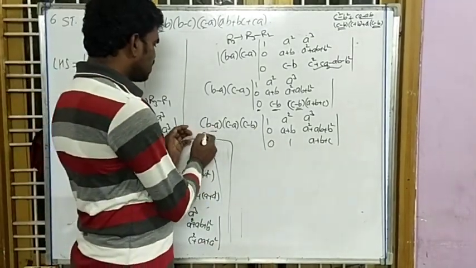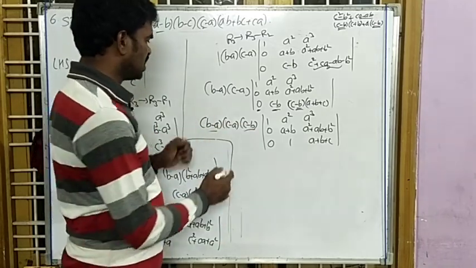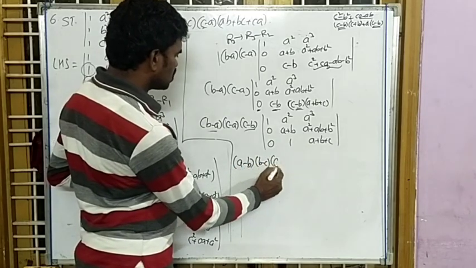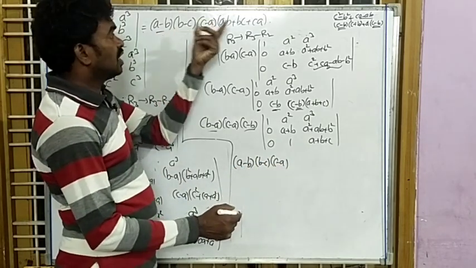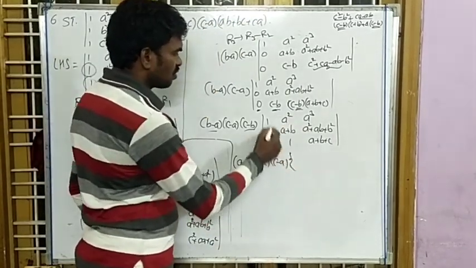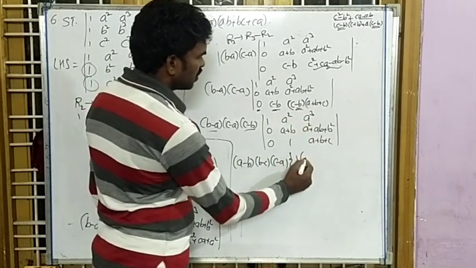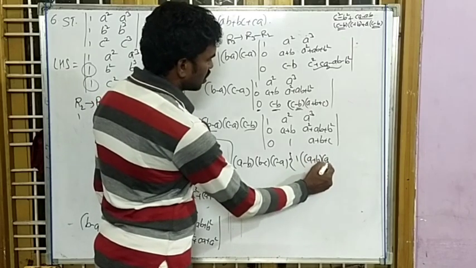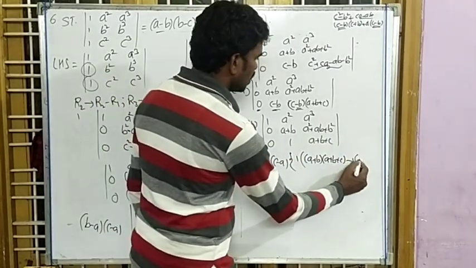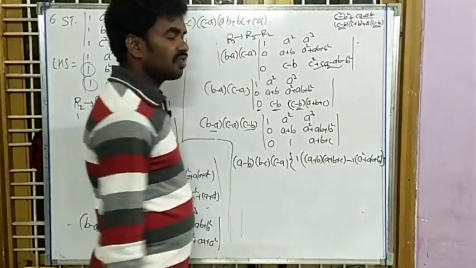So here it is a minus b, if you write minus common, here b minus, if you write minus common, minus into minus plus. So here we get clearly a minus b into b minus c into c minus a. We got the order. So do this determinant: 1 into a plus b into a plus b plus c, a plus b plus c, minus 1 into a square plus ab plus b square. So simplify this, definitely we get this one.